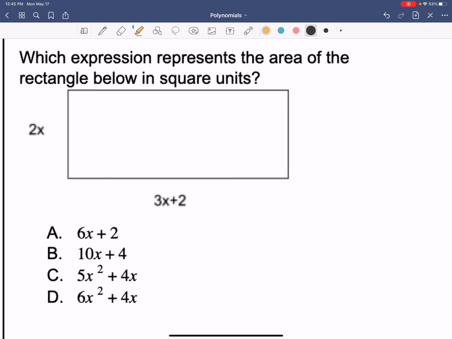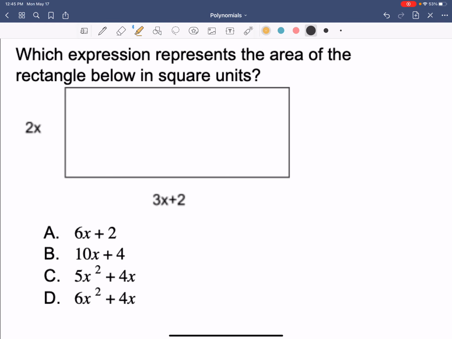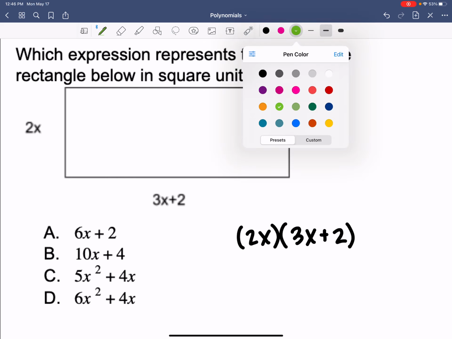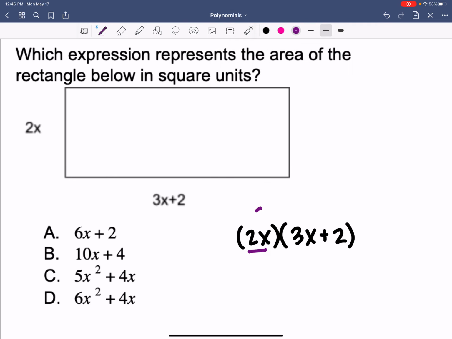Okay, let's look at number 5. We are looking for the area of this rectangle. So we have 2x times 3x plus 2. All right, this one is going to be a little bit different just because this is only one term. So we're going to have a 1 by 2 box, which we haven't looked at one of those yet, but it's actually pretty simple.